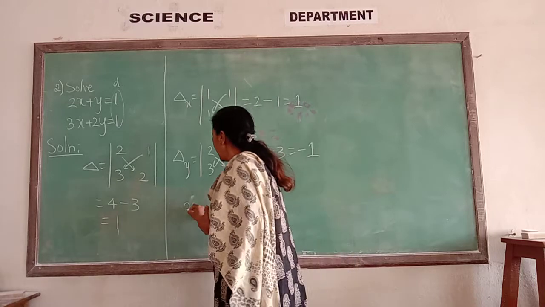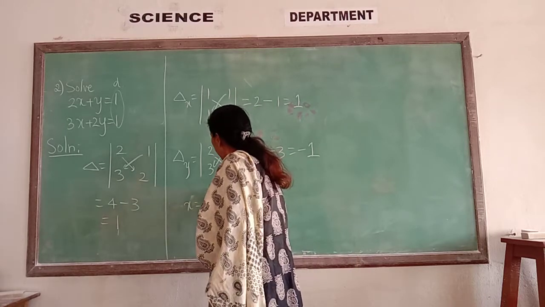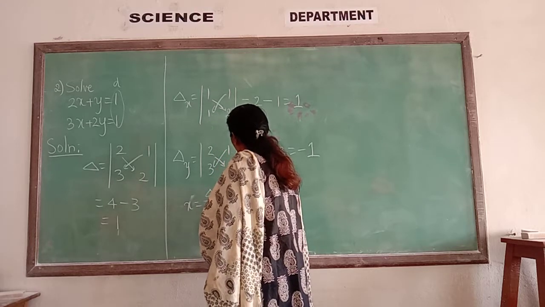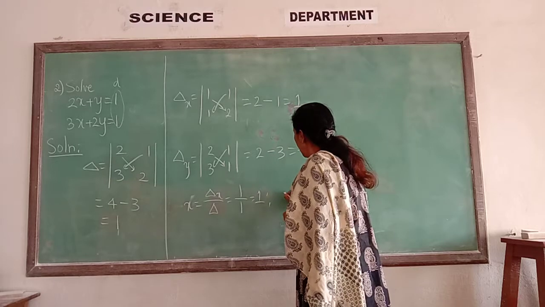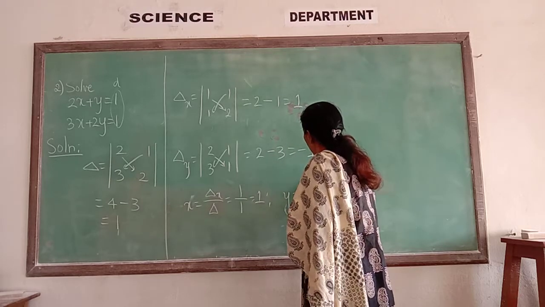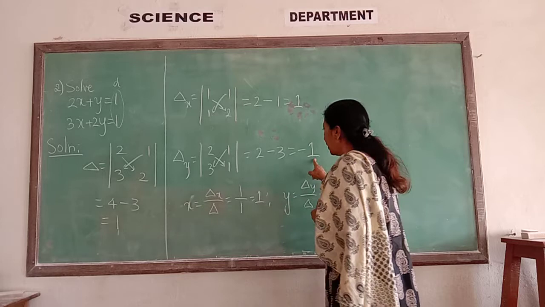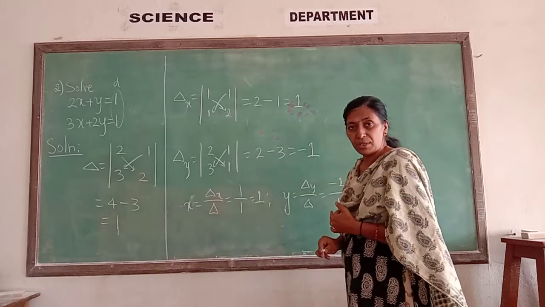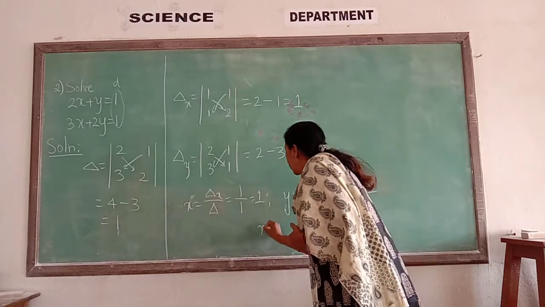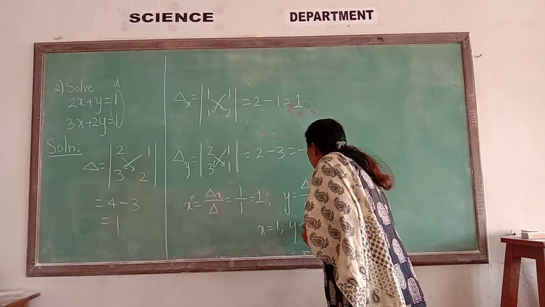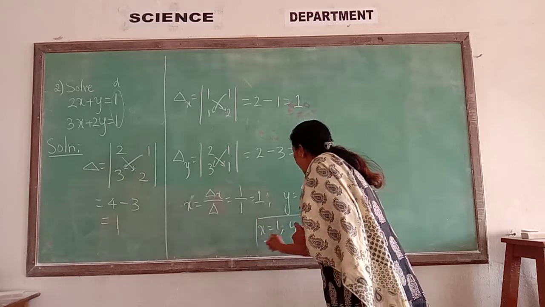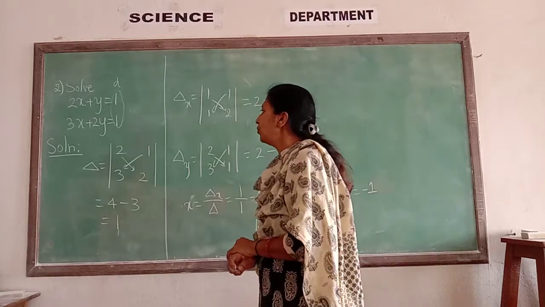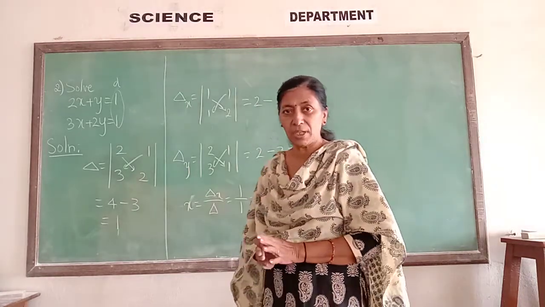Now to find the x value, the formula is delta x upon delta. Delta x is 1, delta is also 1, so the x value is 1. Then to find the y value, delta y upon delta. Delta y is minus 1, minus 1 upon 1, that is minus 1. So the x value is 1 and the y value is minus 1. This is what you have to find, the x and y values using Cramer's rule or the determinant method, which is the same.